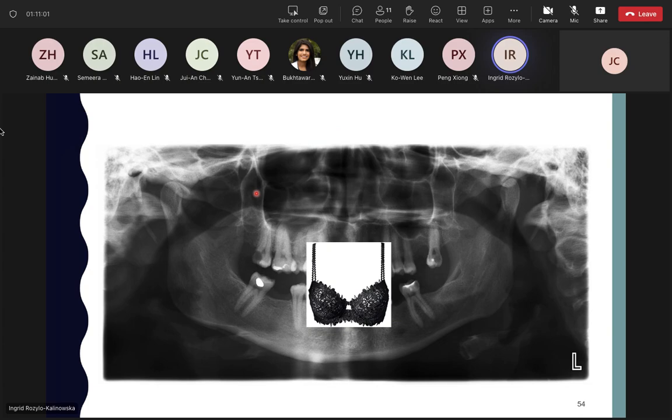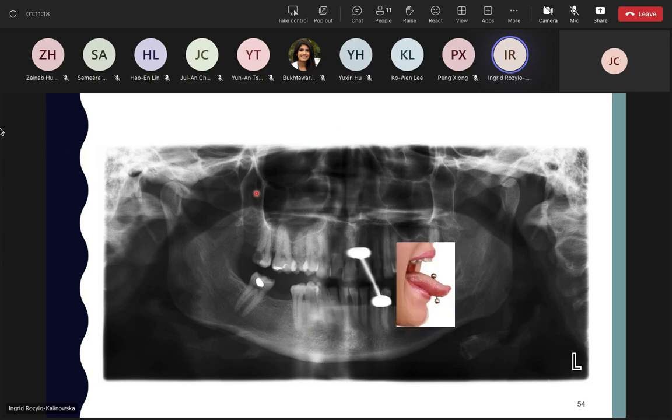We were just females in the department, and we did not want the patient to take off her bra, and definitely it's not necessary for panoramic radiography. So we took the radiograph, but the patient forgot to take off something else. She forgot that she had a barbell piercing in her tongue.